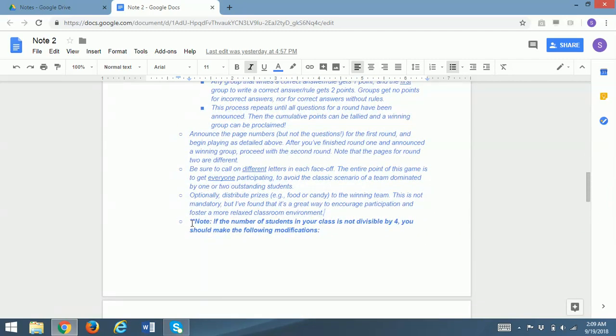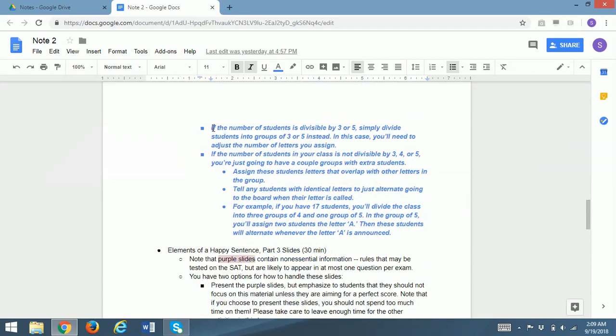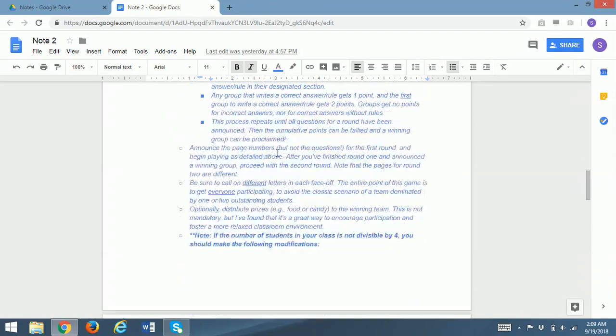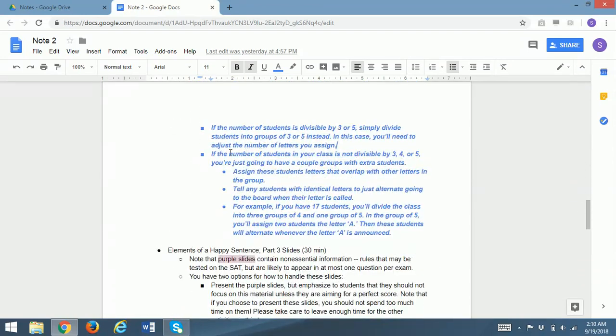So here, a note, like I said earlier, about what to do if you can't divide your students into groups of 4. Then it gets a little tricky. The easiest solution is maybe you can divide them into groups of 3 or 5, if the total number of students in the class is divisible by 3 or 5. If you can do that, just do that, and then instead of using A, B, C, D, you just use A, B, C or A, B, C, D, E. That's an easy solution. But sometimes you won't be able to do that. The number of students won't be divisible by 3 or 4 or 5.